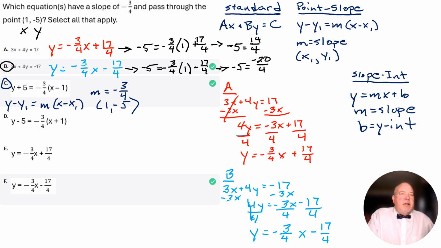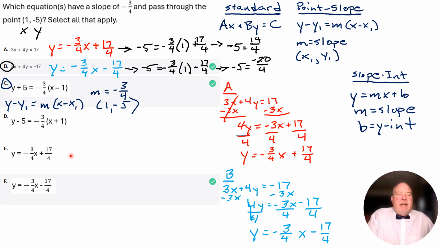Now, you can quickly look at the next one and you can see that the x value is going to be negative 1. So here we had an x value of 1. Here we have an x value of negative 1. So that's not going to be good. That's not going to work. This one goes through the point negative 1, positive 5. That's not the right point.